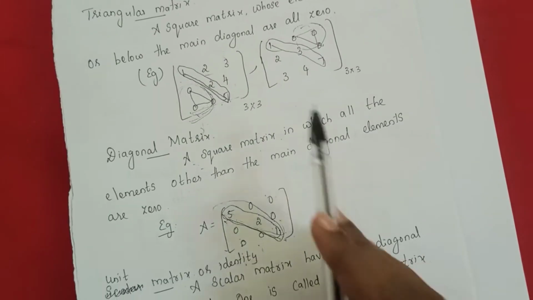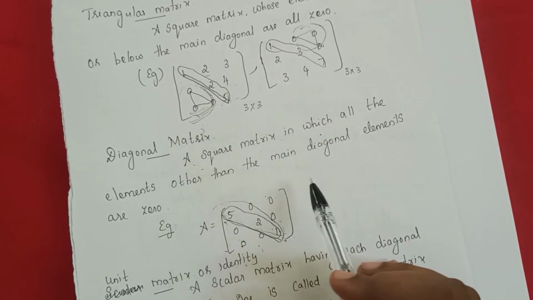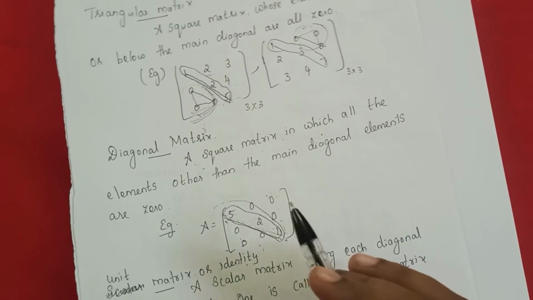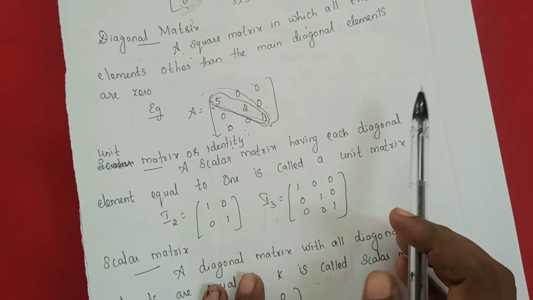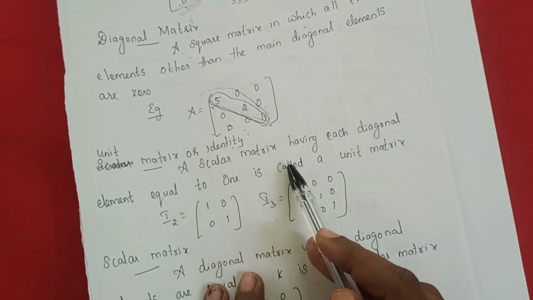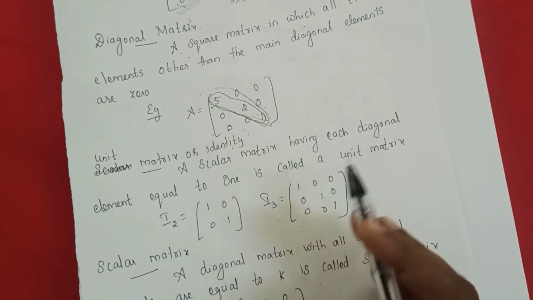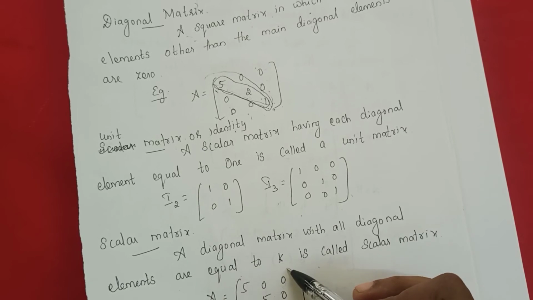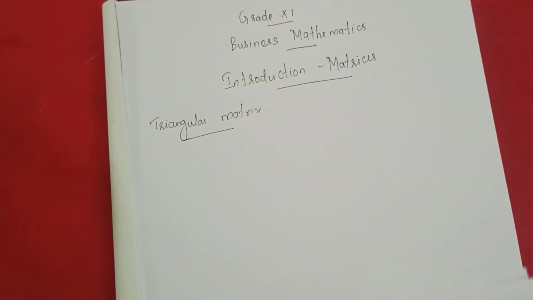Understand? Okay. So now all of you understand what we mean by triangular matrix. Triangular matrix means except the main diagonal, the elements either above or below must be 0. Diagonal matrix means except the diagonal elements, all the elements are 0. Then in a unit or identity matrix, the main diagonal elements are unity, that means 1, and everything else is 0. Then scalar matrix means the diagonal elements are all the same, equal to one constant.